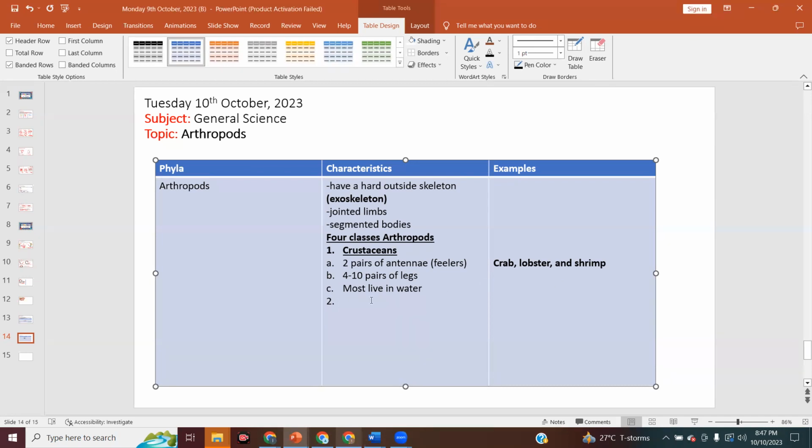Bria, give me an example of a crustacean. I can't think of one right now because everyone else took the things that I was thinking of. No one said shrimp. You already have it there. That's fine. This isn't rocket science, you're not trying to invent the wheel. Namaya, give me a characteristic of a crustacean. They have 4 to 10 pairs of legs.